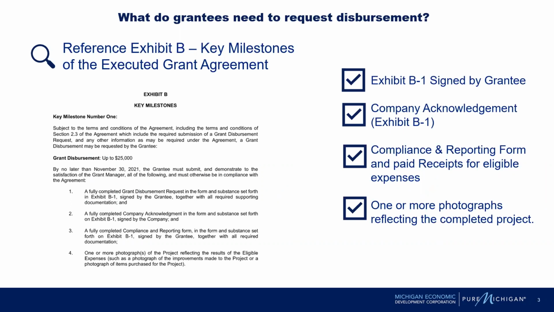They finished their project. One of the things that you can start with is referencing Exhibit B, the key milestones of our executed grant agreement. This really spells out the 4 things that must be submitted in order to request the disbursement. First of all, you'll need to sign Exhibit B1. The company also has a signature page that's part of the company acknowledgement. There is a compliance and reporting form that really summarizes the paid receipts of eligible expenses. And you need to submit 1 or more photos reflecting the completed project. Let's dive into these a little bit more.